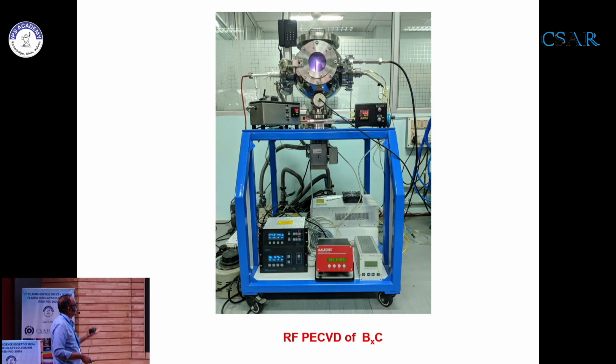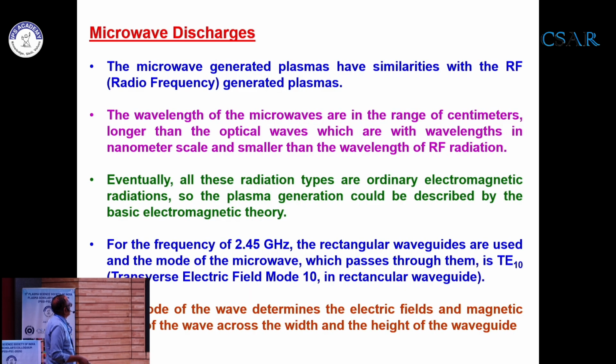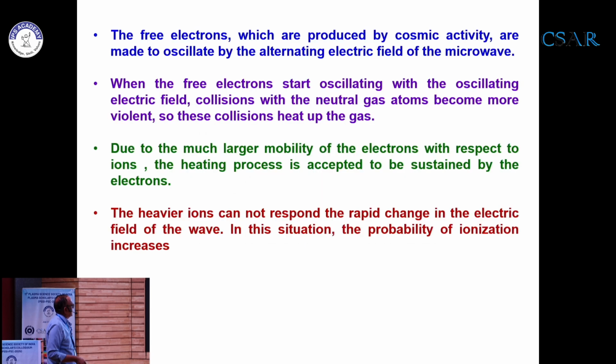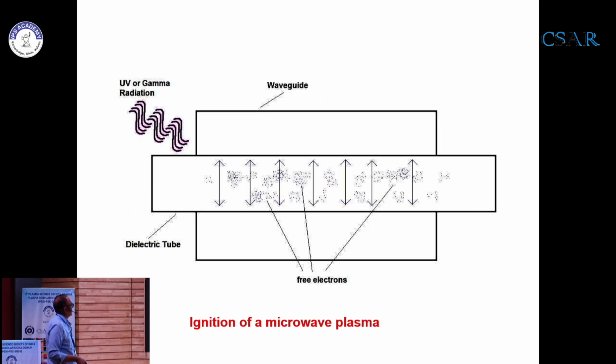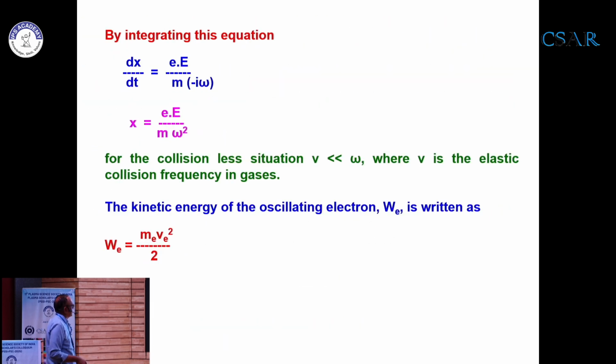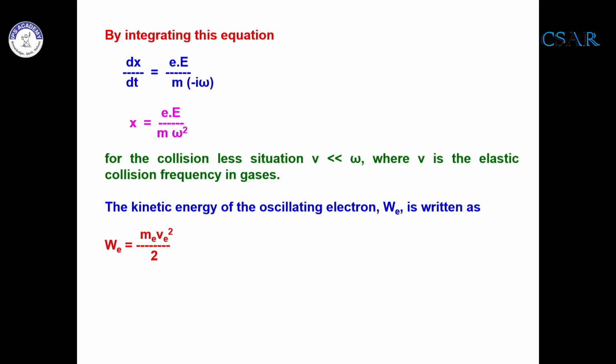Again, this is the RF CVD, because I talked so much about RF. This is the RF CVD system that we are using for depositing boron carbide based material for thermal neutron applications. I think I have only 5 minutes, so I will just be showing you. RF is 13.56 megahertz.